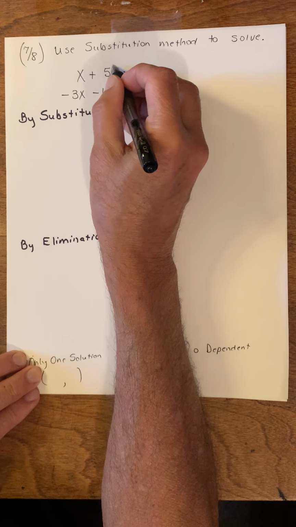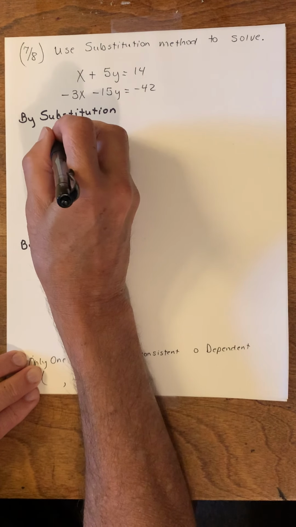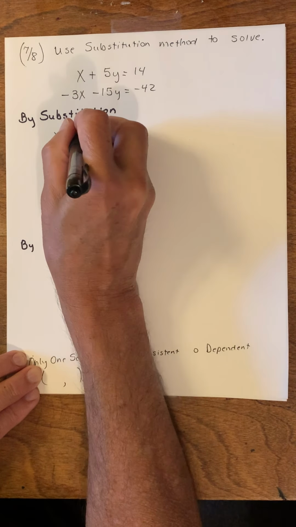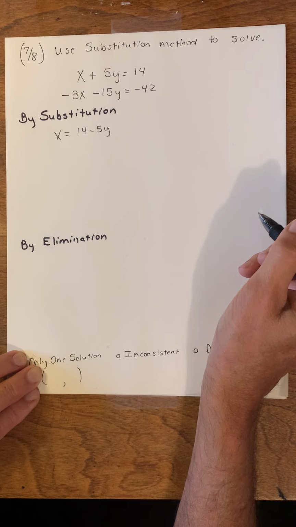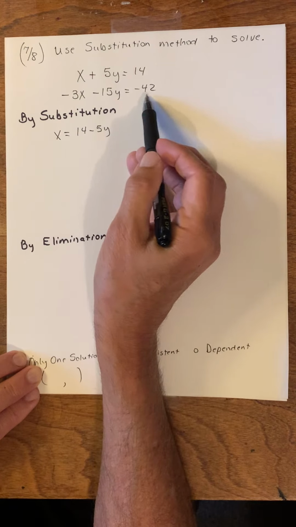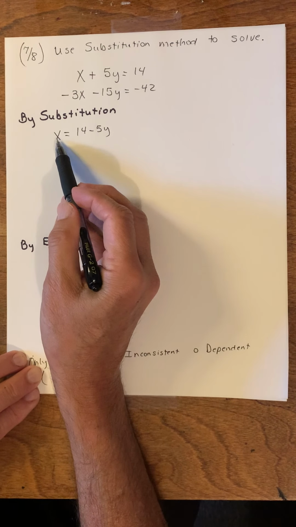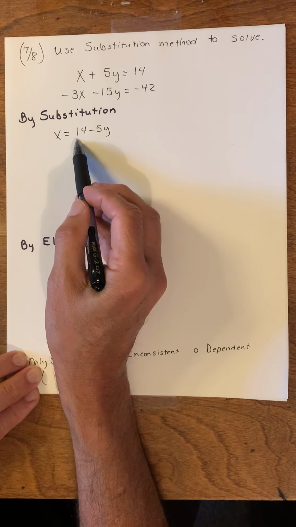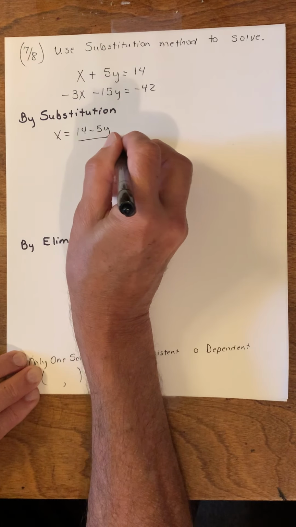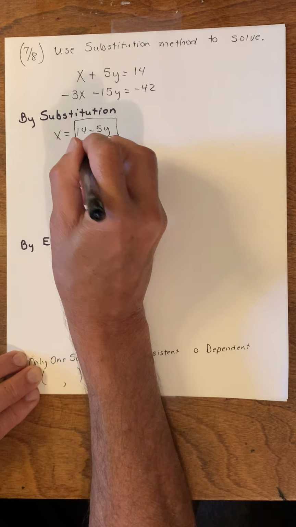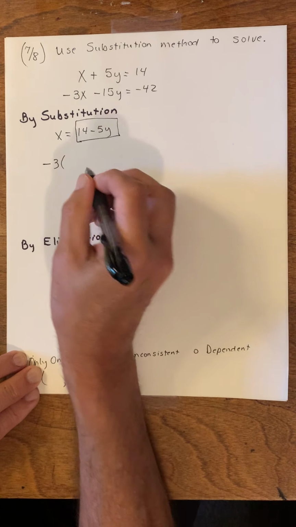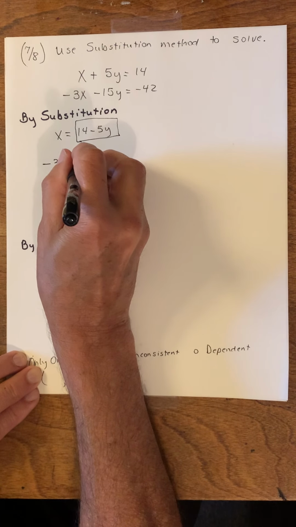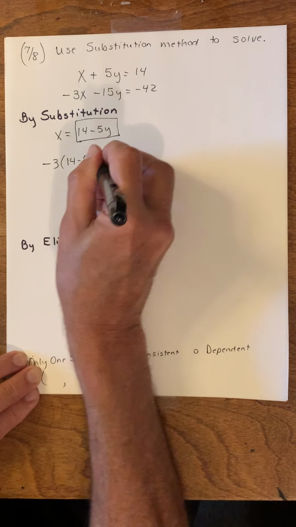So by moving the 5y to the other side, I get x is 14 minus 5y. Then in the second equation, everywhere I have an x, I'm going to substitute 14 minus 5y. So instead of negative 3x, negative 3 times 14 minus 5y.